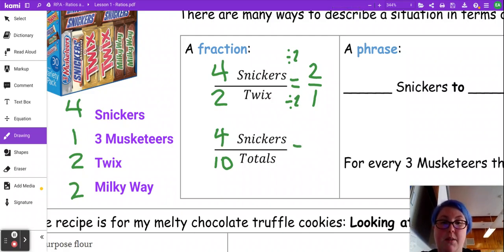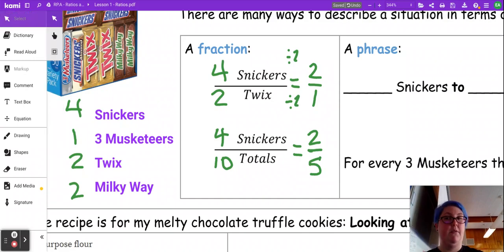Now we can also simplify this. The greatest common factor is still 2. We get, so for every 5 candy bars, 2 of them are going to be Snickers. See what we're doing here, folks?